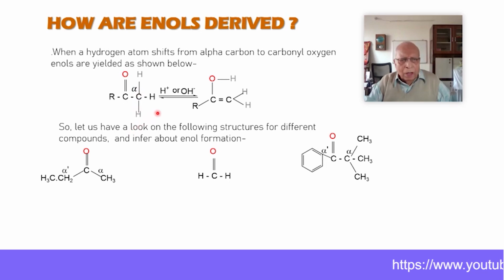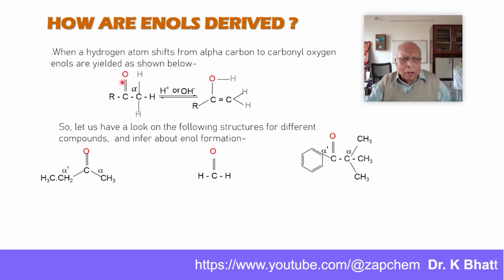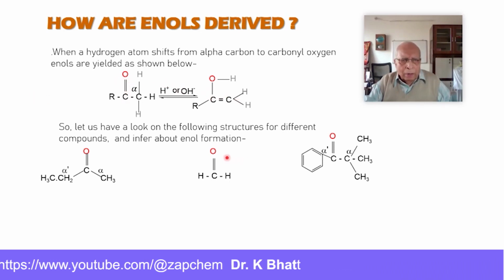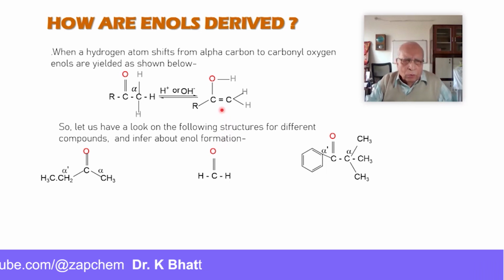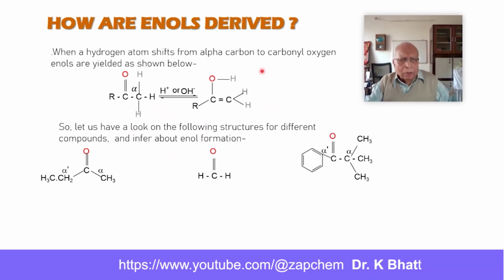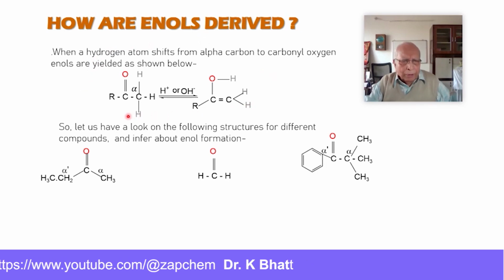Take RCOCH3, and one of the hydrogen atoms gets shifted to the oxygen atom, thereby making a double bond between the two carbon atoms, and the oxygen is now attached with hydrogen and carbon. So, well, that is enol. This is the simple chemistry behind enol formation.